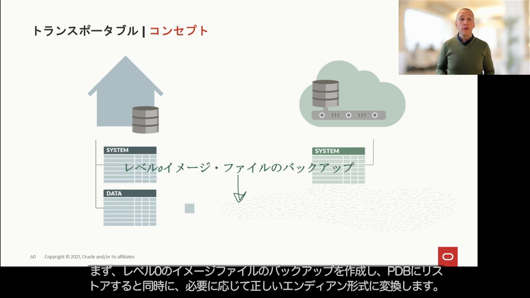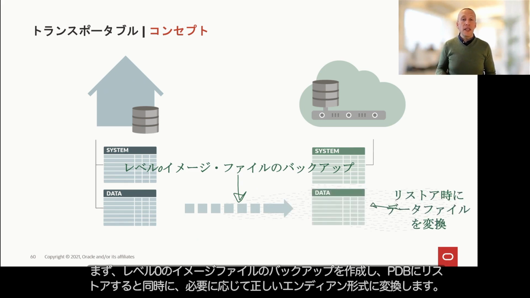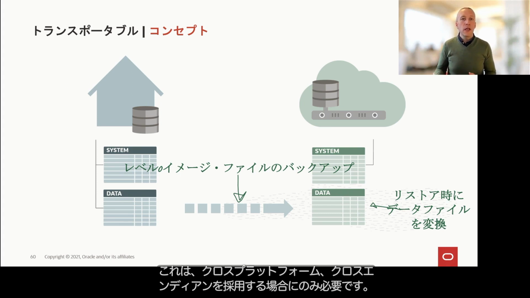First, we create a level 0 image file backup, and we restore it into our PDB. And at the same time, if necessary, we convert it into the right endian format. This you only need if you go cross-platform, cross-endian.